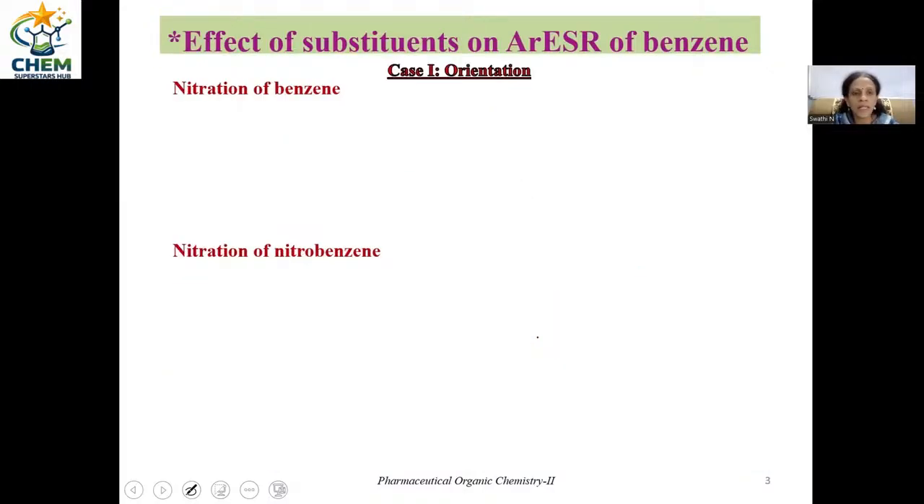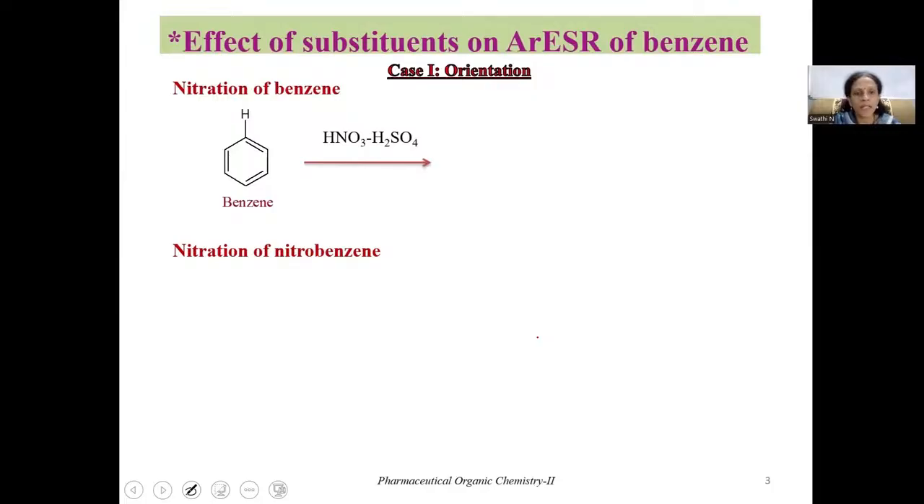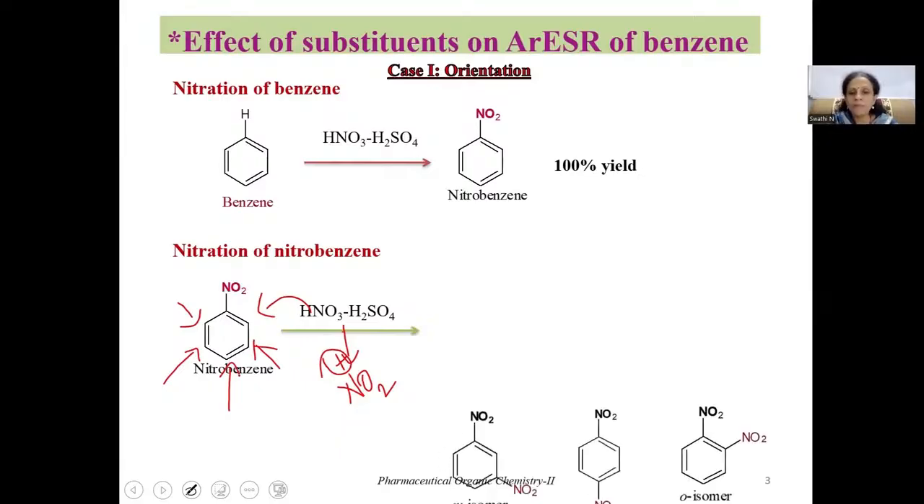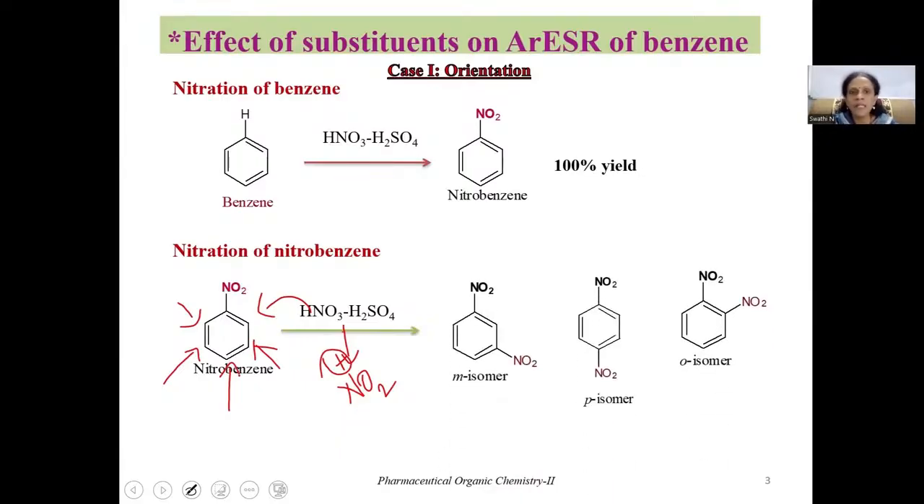Now let us consider the second example, that is nitration of nitrobenzene versus benzene. When benzene is subjected to nitration in the presence of concentrated nitric acid and sulfuric acid, nitrobenzene is obtained as product in 100% yield. So when the same reaction is performed for nitrobenzene, here nitrobenzene is a monosubstituted benzene. So from the mixture of nitric acid and sulfuric acid, there will be generation of nitronium ion in the first step. Now this nitronium ion can attack at 2 ortho positions, or it can attack at meta positions, or it can attack at para positions. So accordingly, there is possibility of formation of 3 isomers in this case also.